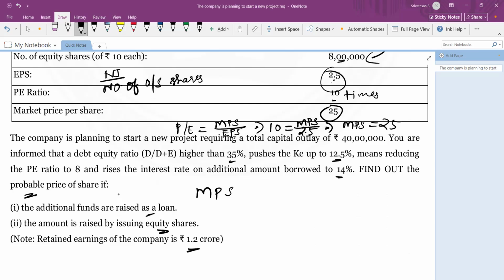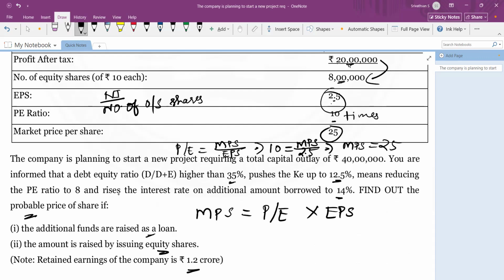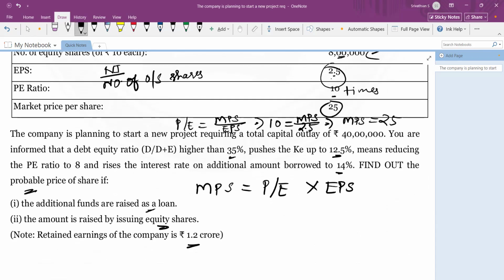Retained earnings of the company is 1.2 crores. Now listen, with the available amount of information in the question, how did we calculate the market price? In the question, EPS is given as 2.5 per share. P/E ratio is given as 10 times. So how did we calculate the market price per share? We calculated market price per share is equal to P/E ratio into EPS, right?